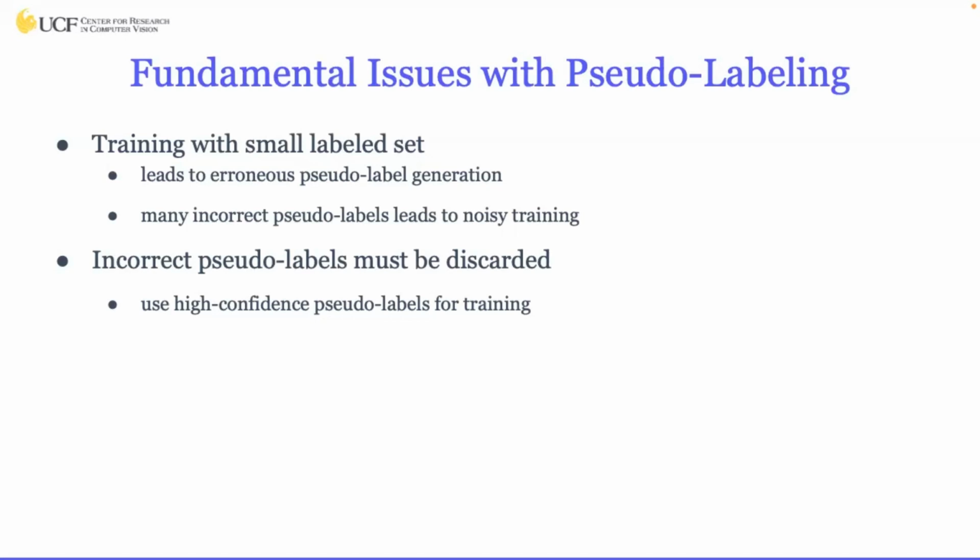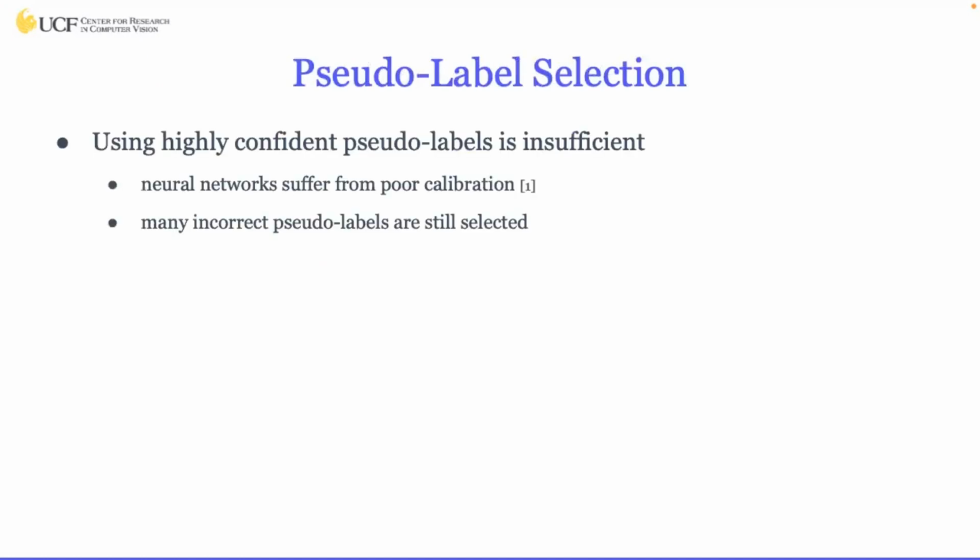the predictive confidence score. However, selecting pseudo-labels based on confidence scores is insufficient because neural networks suffer from poor calibration. By that, I mean that in neural networks, we can have very highly confident incorrect pseudo-labels. Therefore, when we are selecting pseudo-labels based on confidence scores, we still end up with a lot of incorrect pseudo-labels.